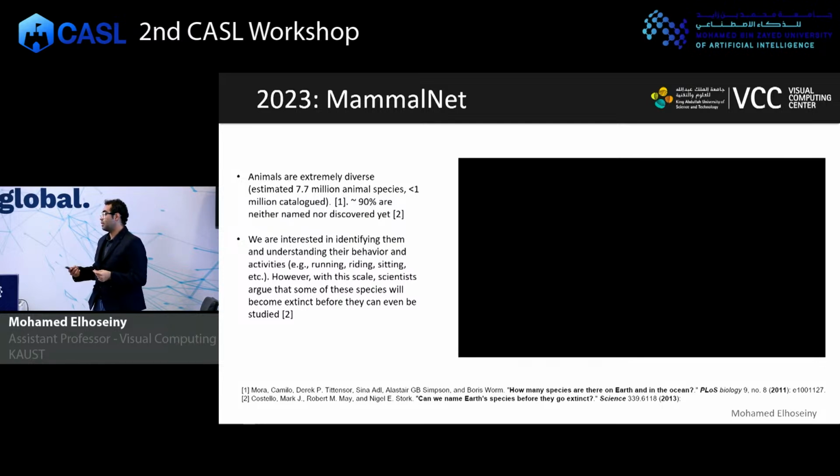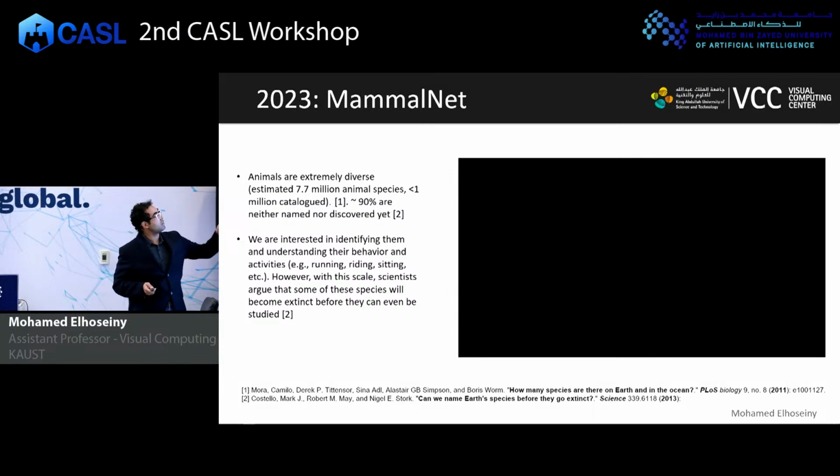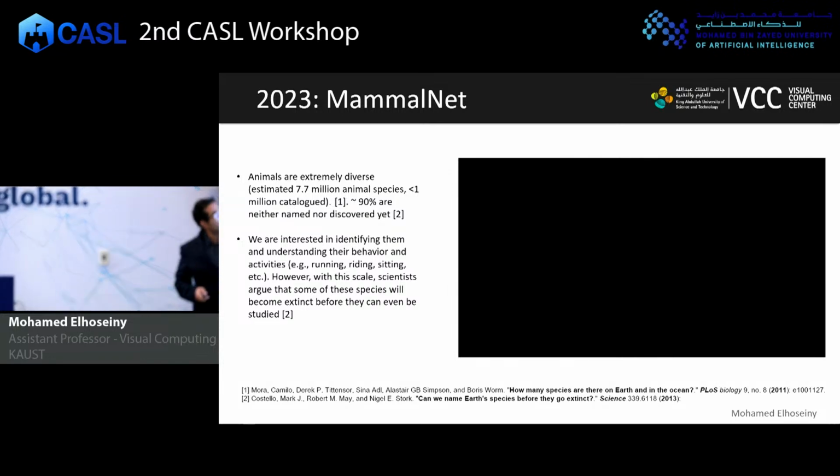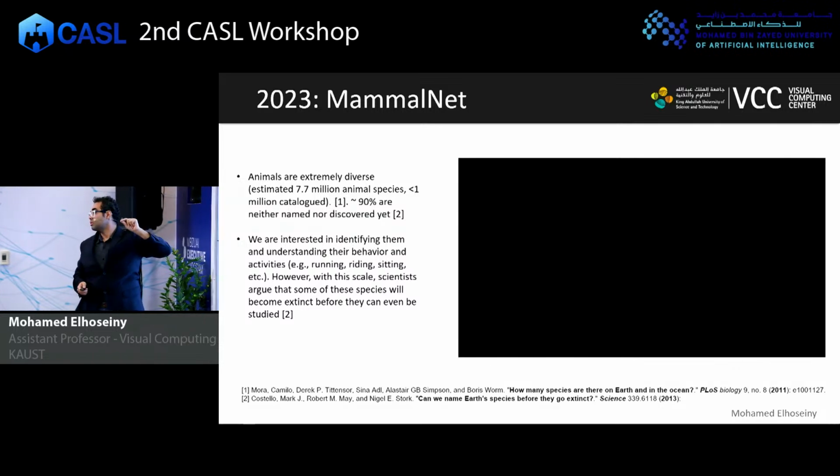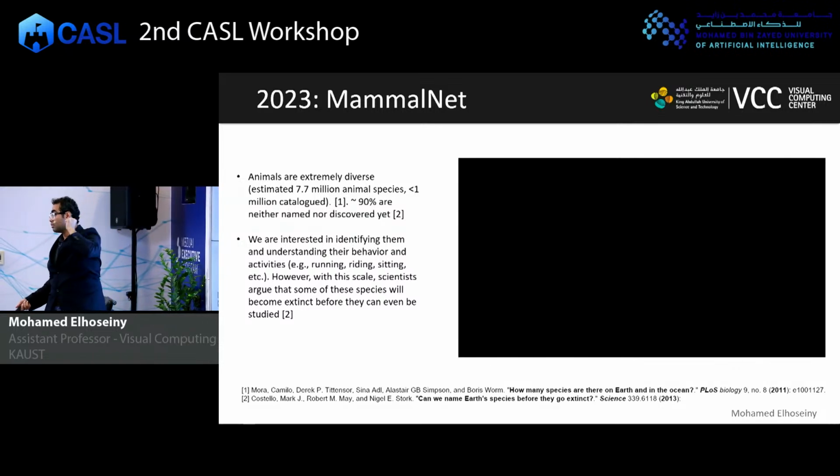This includes eating, drinking, fighting, mating, and others. And the goal is to basically accelerate. When we talk about animals, we are interested in identifying them. Not only identify them, we want to understand what they do. And what they do is about recognizing their activity, right?